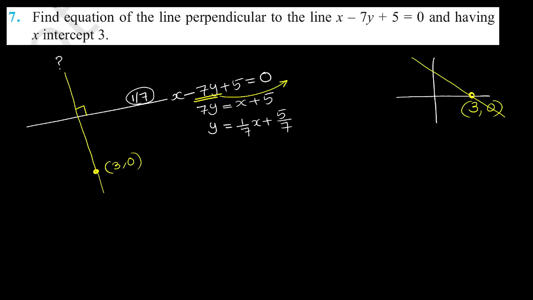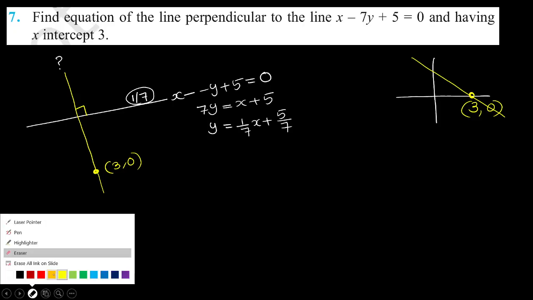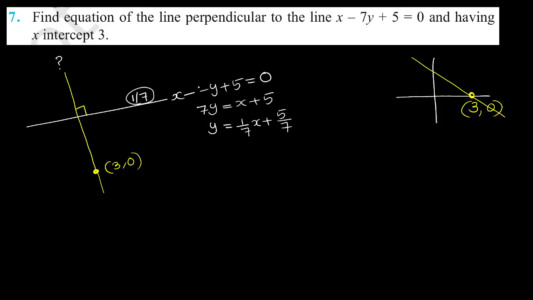Minus 7y goes to the right side, so the right side will be 7y, and the left side will be x plus 5. So 7y equal to x plus 5. Minus 7y becomes plus 7y. Till this step, are all of you clear? Please respond. Everyone must revise whatever I teach.